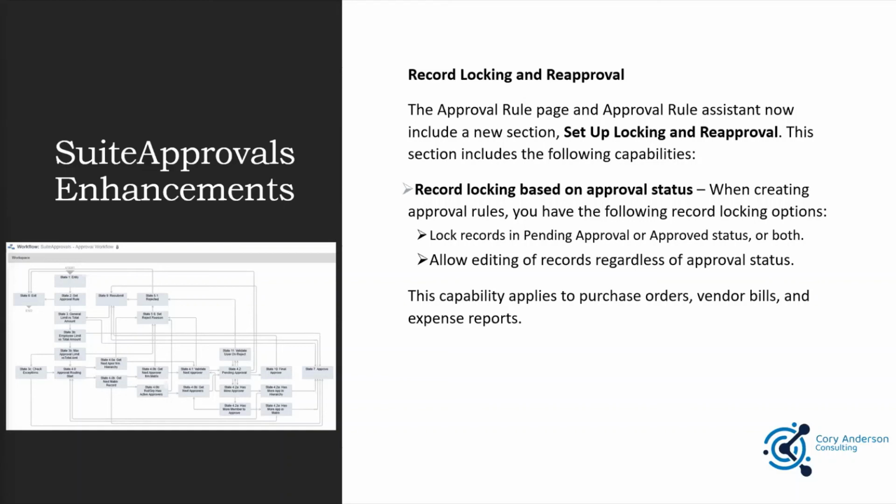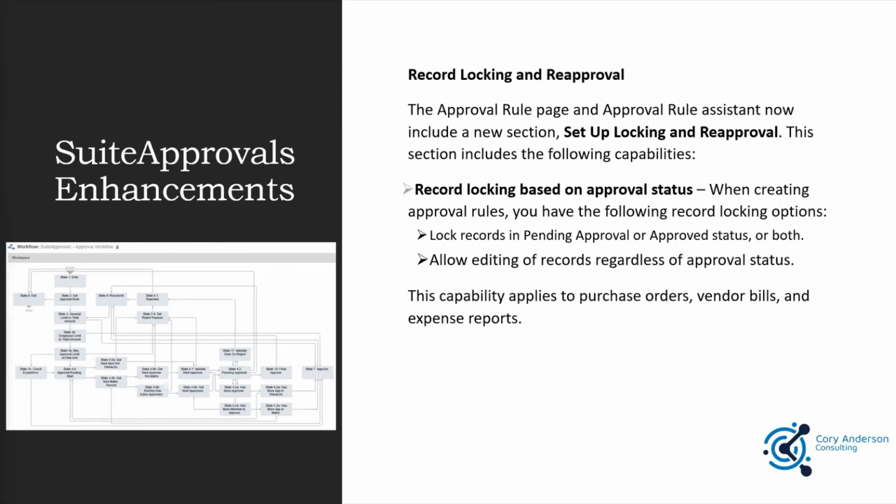One of the main drawbacks that I've encountered with suite approvals is that when you have an approval rule set to run on a specific record, you can't submit the record into the approval process. It automatically moves into the approval process and you don't have any control of that. So maybe hopefully that'll be something that comes in suite approvals in the future. But as far as I know, you can't say submit for approval and then it moves into the suite approvals process. It's automatic. So anyway, these are some new features of suite approvals, record locking and reapproval.